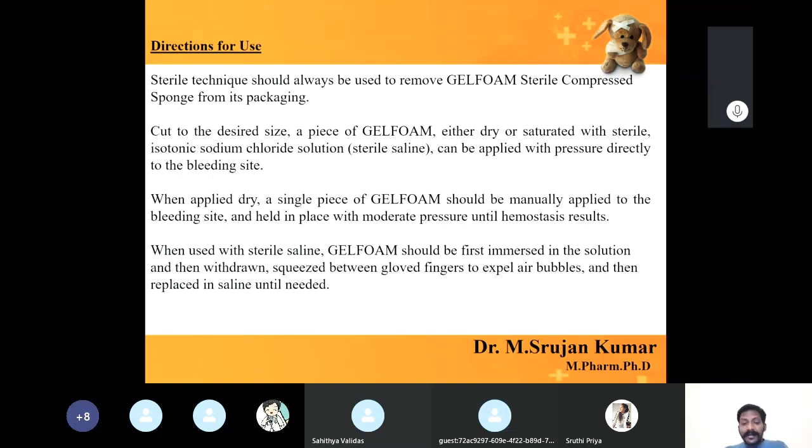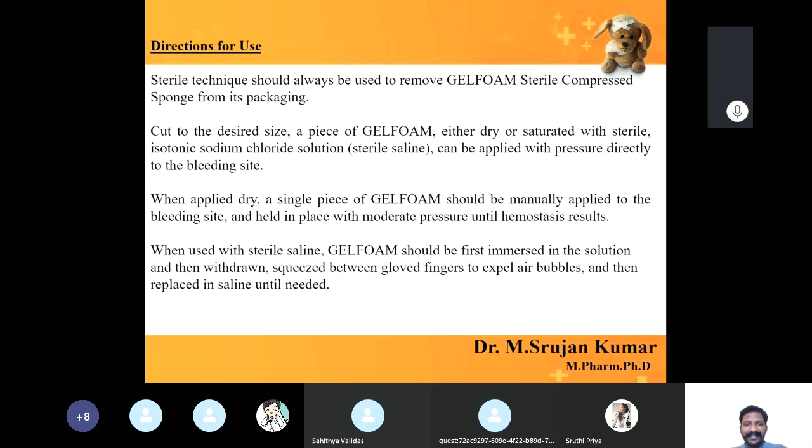When it comes in contact with your blood, ultimately it should maintain what? Isotonicity. What do you mean by isotonicity? Two solutions having the same osmotic pressure is called isotonicity. When it can maintain the same isotonicity, ultimately it will not irritate your wound area. And after saturating with sodium chloride solution, you need to just apply that gel foam onto the bleeding side, with some slight pressure.